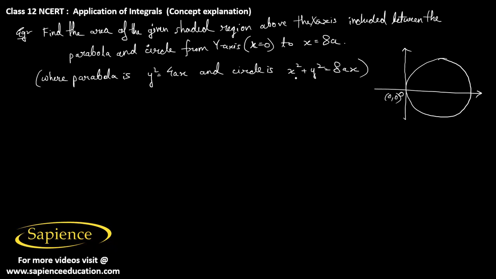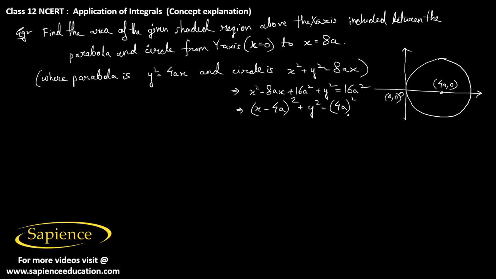And so if we simplify this equation of the circle, then we will get x square minus 8ax plus 16a square plus y square, that will be equal to 16a square. So this will be equal to x minus 4a whole square plus y square, that is equal to 4a whole square. So therefore the center is 4a comma 0 and the radius is 4a units. So it will intersect the x-axis at the point 0 comma 0 and at the point 8a comma 0.